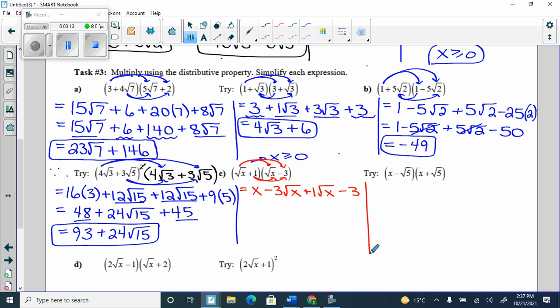Now, can we collect any of these? Do any of these go together? It's a root x and that's a root x, isn't it? So I can put those together. What's negative 3 root x plus 1 root x? Negative 2 root x, plus x minus 3. Those aren't like terms. There's nothing I can do with them. And then behind I write x has to be greater than or equal to 0. That's where I'll always write my restriction, with a semicolon at the end.